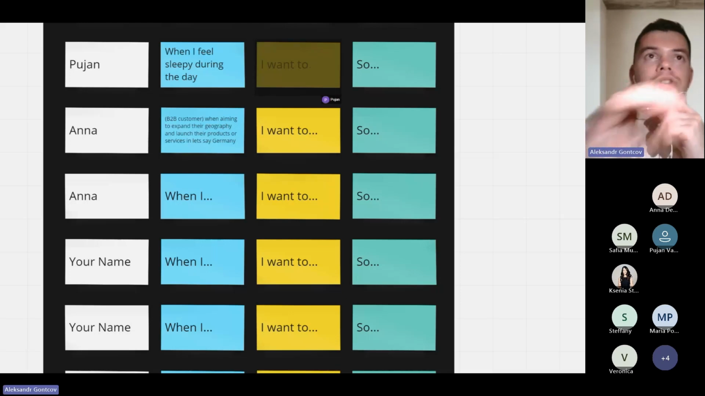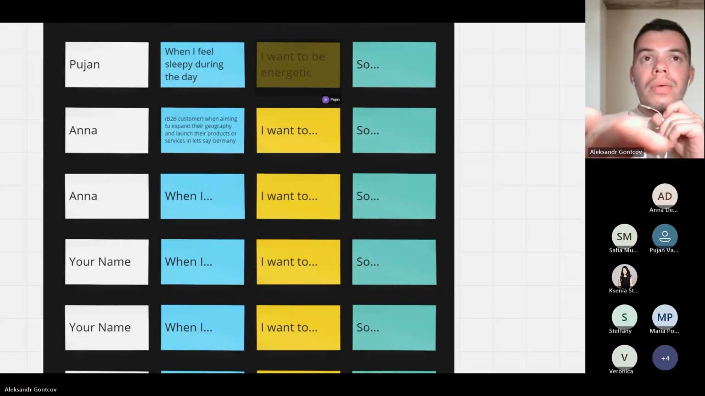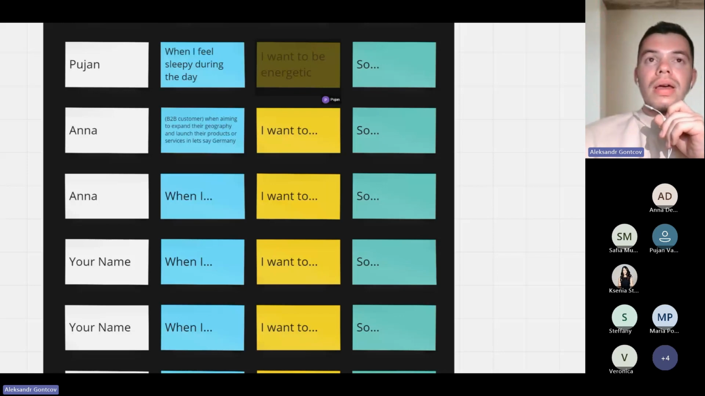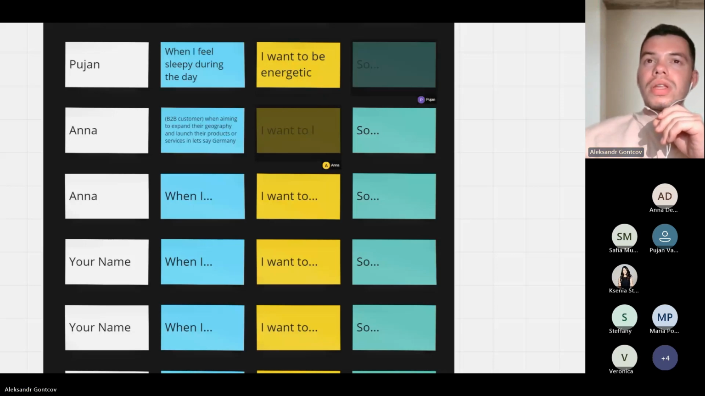Let's go into the whole job story. So the yellow one is the action that they want to do. So when they want to expand the geography and launch their products or services in other countries, what do they want to do? What are they trying to achieve?